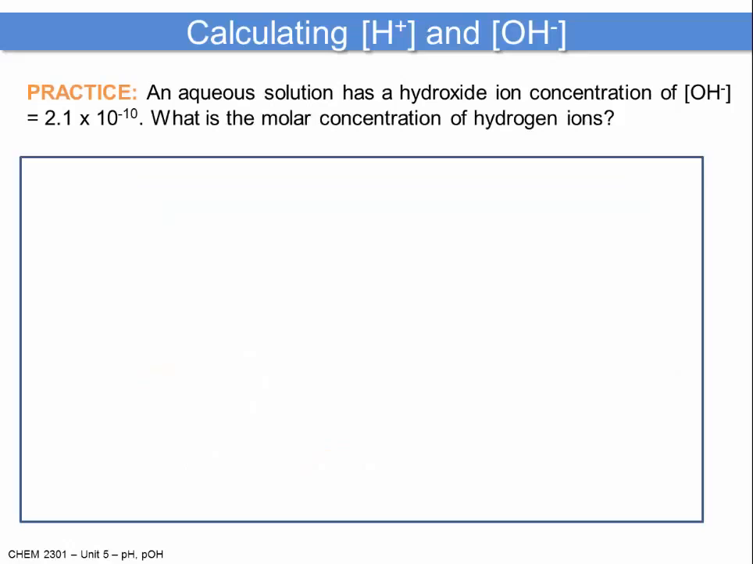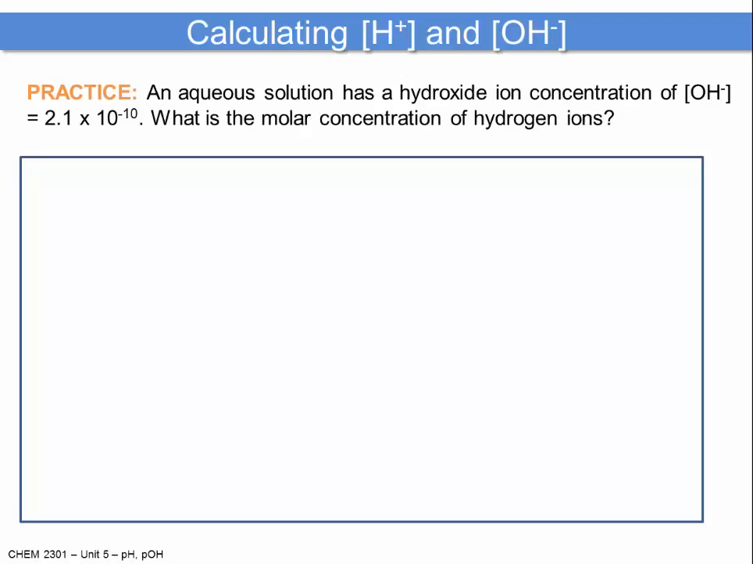Why don't you try practicing this question? An aqueous solution has a hydroxide ion concentration of 2.1 times 10 to the negative 10. What is the molar concentration of hydrogen ions? I'd suggest pausing the video at this point and trying this question on your own.